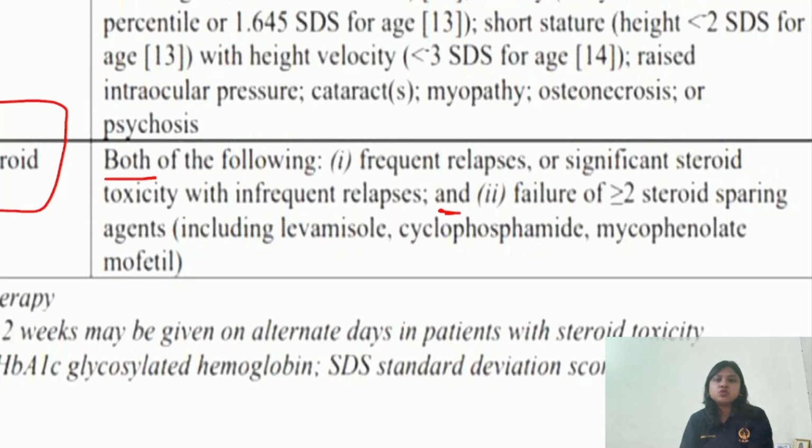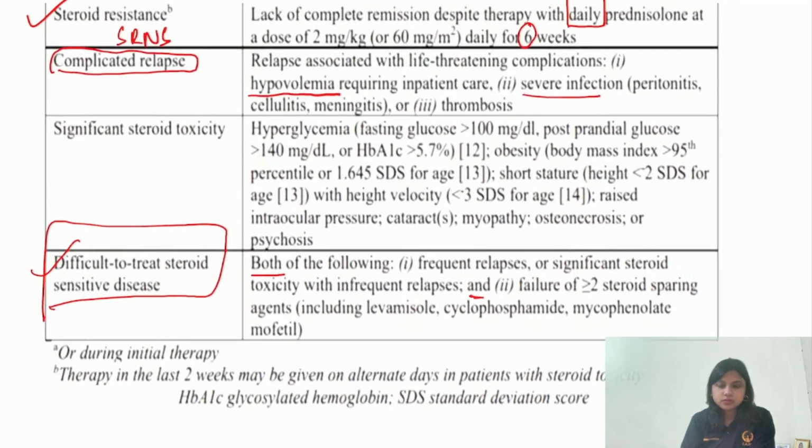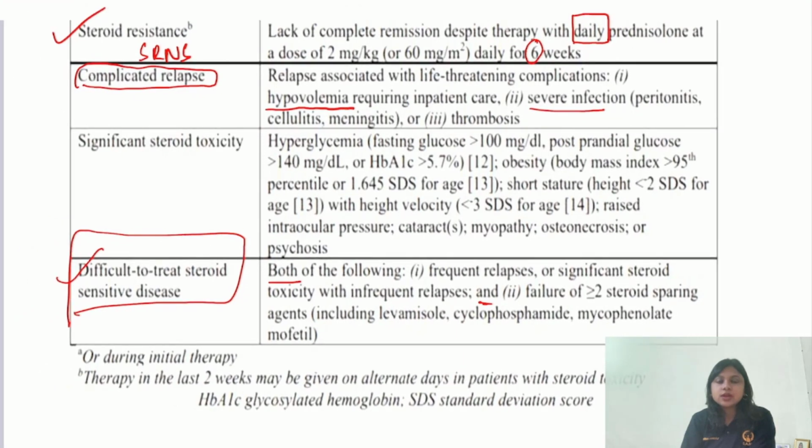Failure of more than or equal to 2 steroid sparing agents. What are the steroid sparing agents that we use in nephrotic syndrome? Levamisole, cyclophosphamide, and mycophenolate mofetil. So either those steroid sparing agents दिया but काम नहीं हुआ, so failure of more than or equal to 2 steroid sparing agents, and it's FRNS or significant steroid toxicity with infrequent relapses. So this completes our definition with respect to nephrotic syndrome.